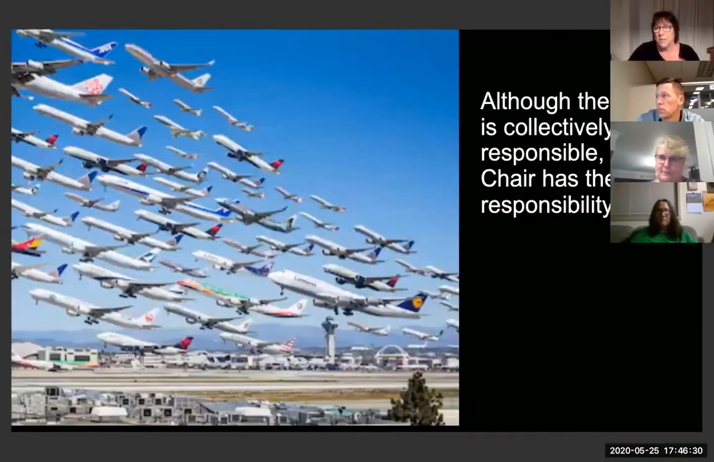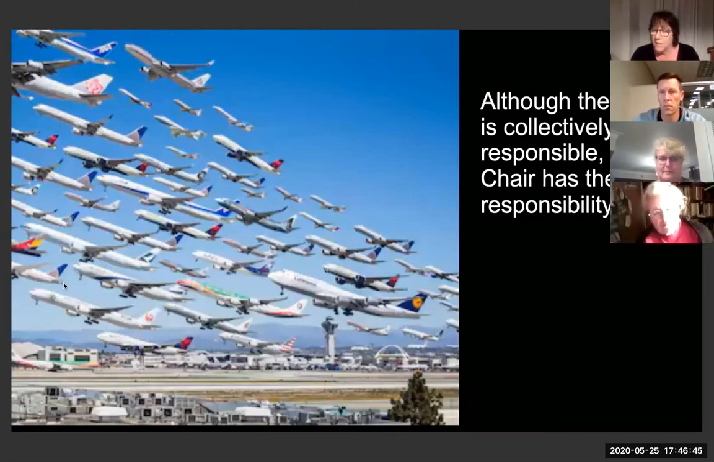And I just want to check in with this too, that although the board is collectively responsible for what happens in our organisation, the chair has the responsibility to lead. So this is usually an unwritten tenet of not-for-profit governance, that the chair, or the co-chairs if there's more than one chair, has the responsibility to lead.